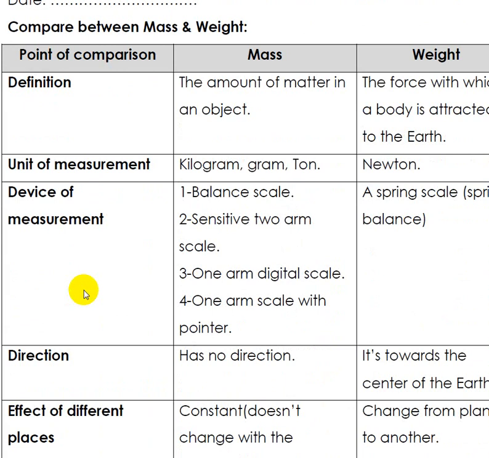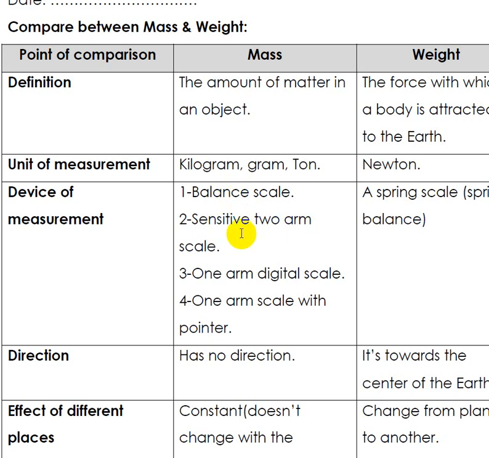And here are some points of comparison between mass and weight. Let's revise what we have talked about. The mass is the amount of matter in any object, and the weight is the force with which the body is attracted to the Earth. We measure the mass by units like gram, kilogram, and ton, and we measure the weight by Newton.